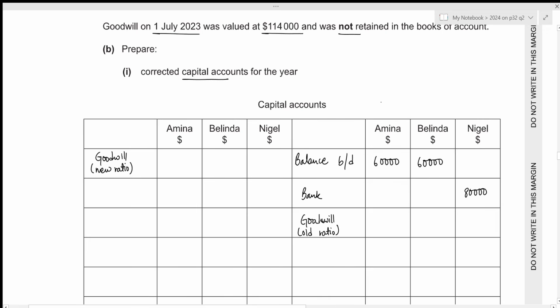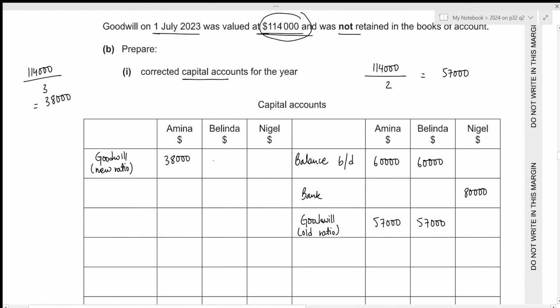So old ratio included only two partners, Amina and Belinda. So we just need to divide this goodwill of 114,000 equally among two partners. So that's 114,000 divided by 2, which results in the value of 57,000. So 57,000 for Amina and 57,000 for Belinda. Now the new ratio is that we need to divide 114,000 equally but among three partners. So 114,000 divided by 3, which results in the value of 38,000. So 38,000 for Amina, 38,000 for Belinda, and 38,000 for Nigel. That is all for our goodwill adjustment.